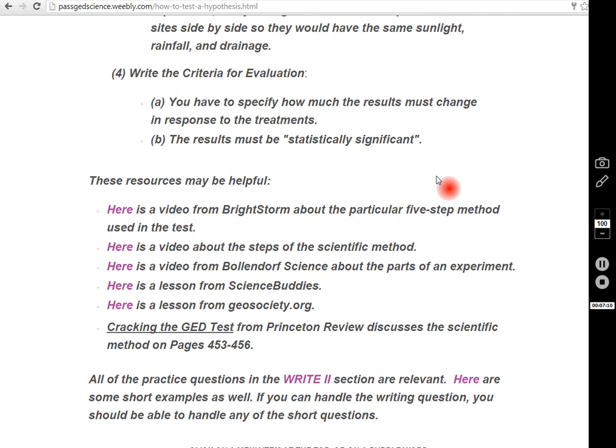Now, for each of the writing questions you've seen, all 4 of them, there are examples. Some of the examples come from the 3 free practice tests from GED Testing Service. The rest of the examples come from Cracking the GED Test, a test preparation book from Princeton Review. We use it because its questions are like the ones on the real test. If you can't find a copy, you can buy one from Amazon for about $17.